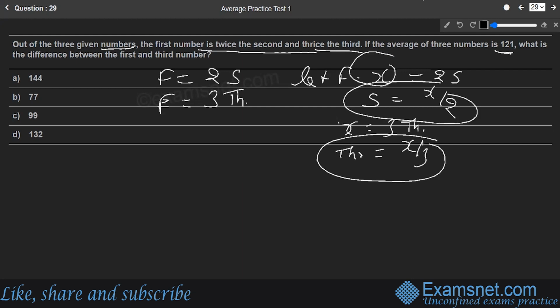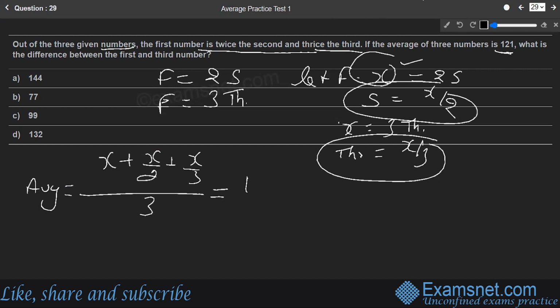We will use these first, second, and third numbers for the next condition, the average. He says the average of three numbers is 121. So that means x plus x by 2 plus x by 3, divided by 3. This is the average: the sum of all divided by the total number of numbers involved. He says the average is 121. So clearly we can solve this equation for the value of x and then we can find anything. Let us do that quickly.